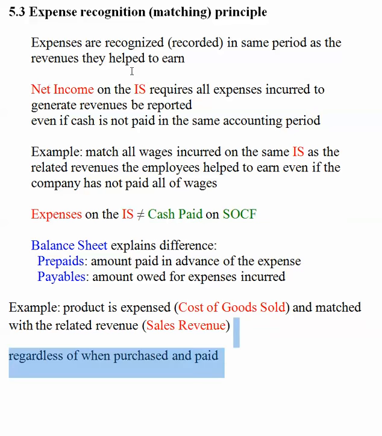So you don't know whether the goods that you've sold that you had purchased previously, whether you've paid for them or not, and it doesn't matter. When those goods go out the door, you expense them. So expenses are recorded when incurred, regardless of whether the cash has changed hands.